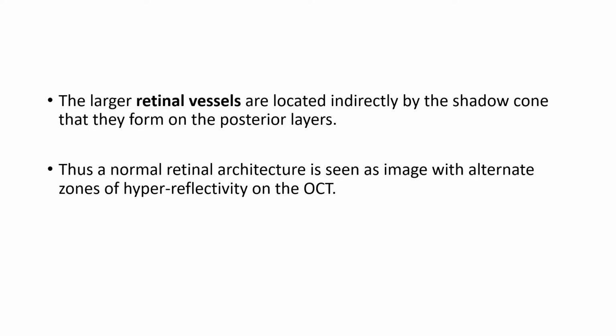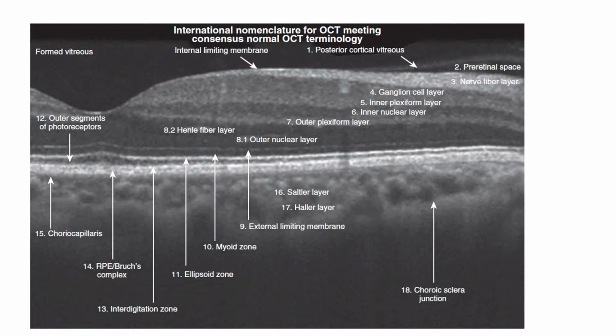The larger retinal vessels are located indirectly by the shadow cone that they form on the posterior layers. Thus, a normal retinal architecture is seen as an image with alternate zones of hyperreflectivity on the OCT. This is a picture showing the recently published international nomenclature for OCT, 18 layers.